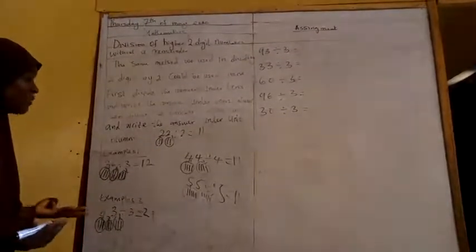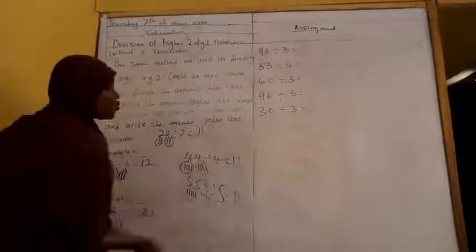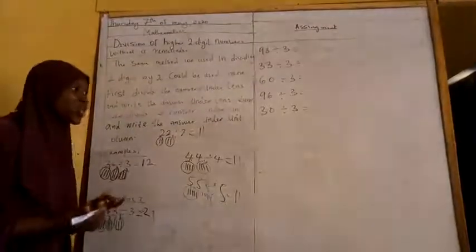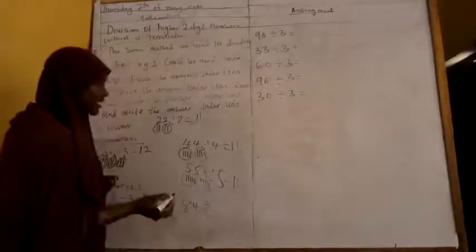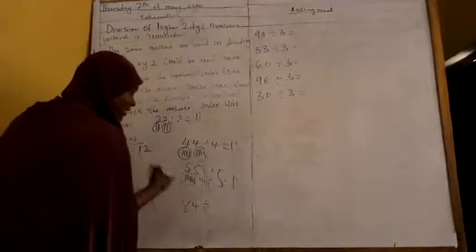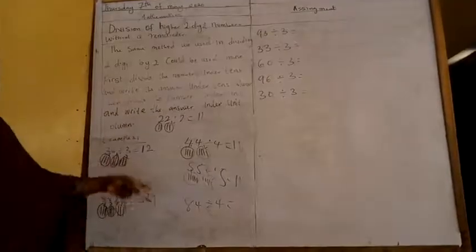So you just apply the same method. Now let us say we have 84 and you want to solve with 4. How are we going to do it? You just write your 84 like this. You put your division sign, sharing sign. You say divided by 4 and put your equal to. Don't forget your equal to sign.